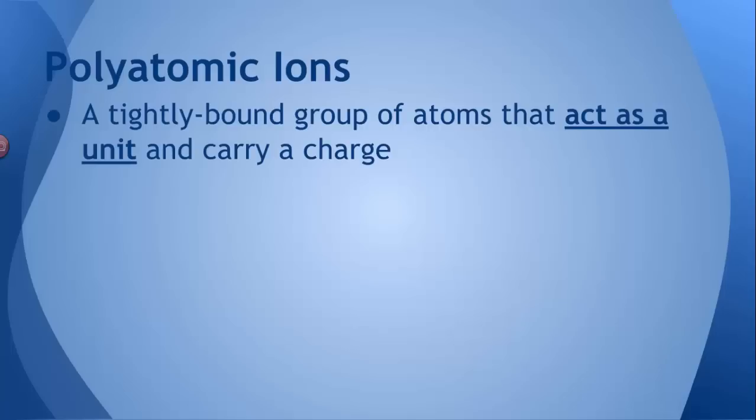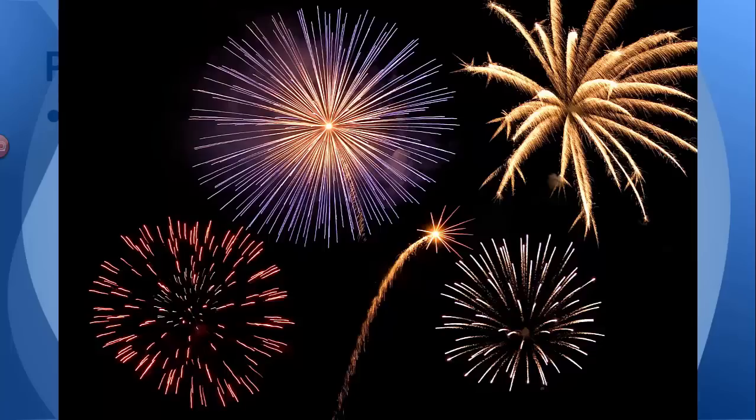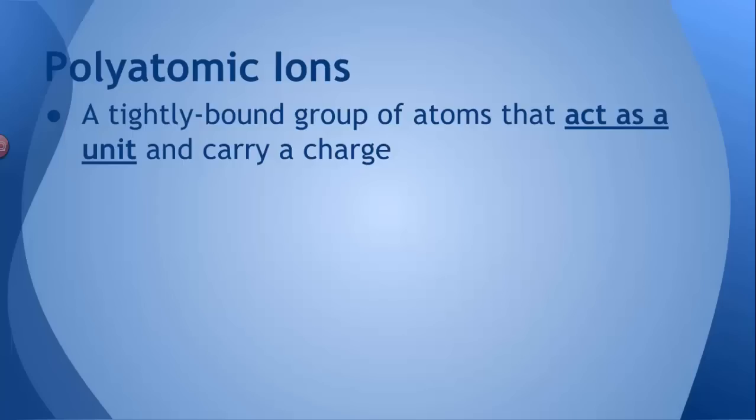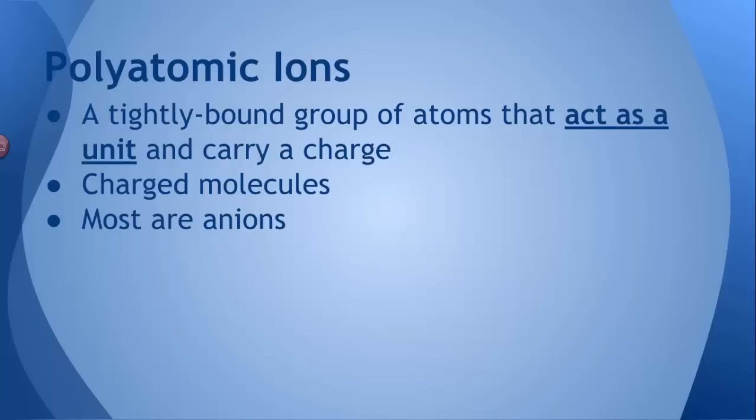As a matter of fact, we define a polyatomic ion as a tightly bound group of atoms that act as a unit and carry a charge. And notice that act as a unit is not only in bold, it's underlined. If I could make fireworks go off around it, I would, but I can't. Just understand that the act as a unit is very important, very important. Really, all a polyatomic ion is, is a molecule that has a charge. That's all. It's a charged molecule. Most of them are anions, negatively charged. There are a few positively charged polyatomic ions. We'll see those as we go.